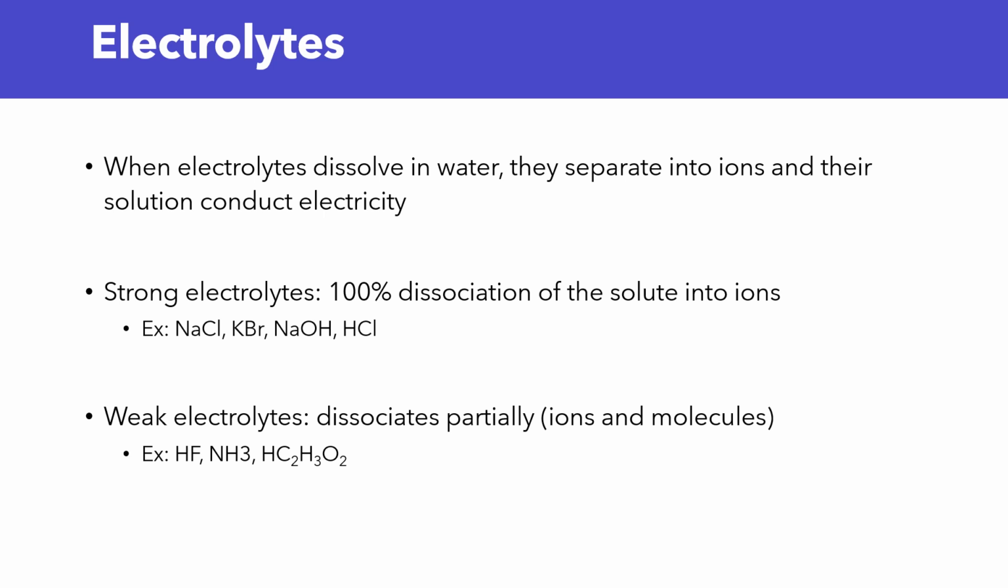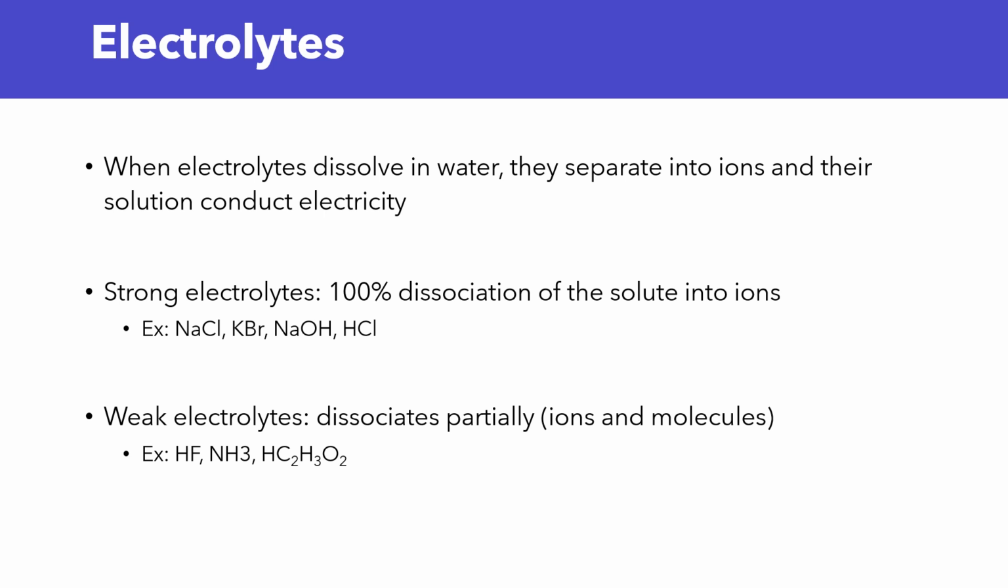Some examples of strong electrolytes are ionic compounds such as sodium chloride. When sodium chloride dissolves in water, it dissociates completely into sodium ions and chloride ions, so completely Na+ and Cl-. Potassium bromide, same thing, K+ and Br-. Bases such as sodium hydroxide are also strong electrolytes, so they fully dissociate into Na+ and OH-. Acids such as hydrochloric acid fully dissociate into H+ and Cl-.